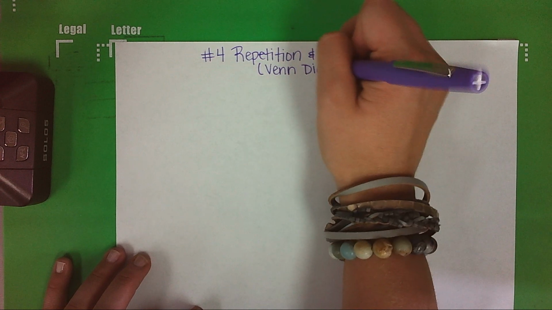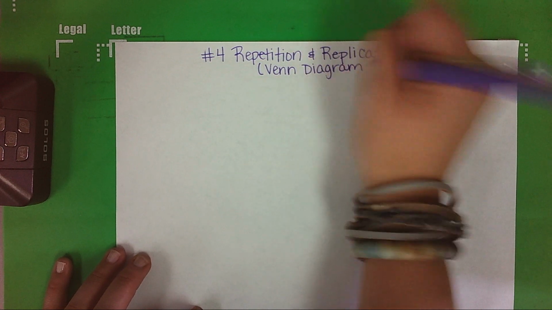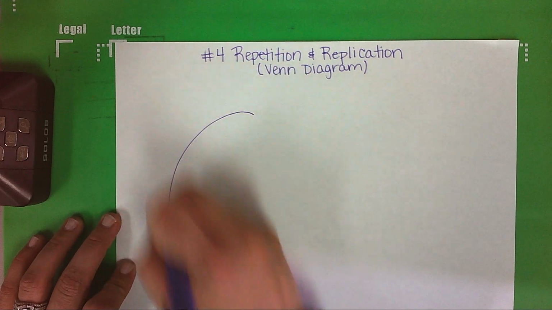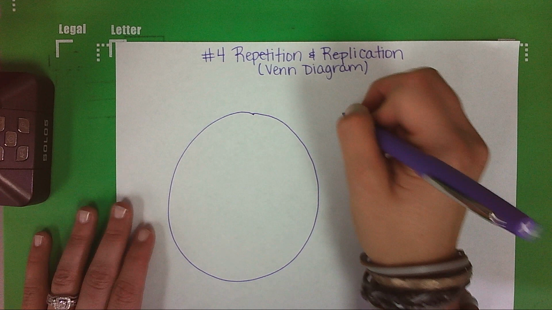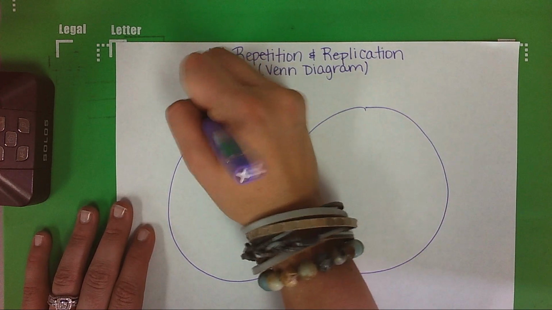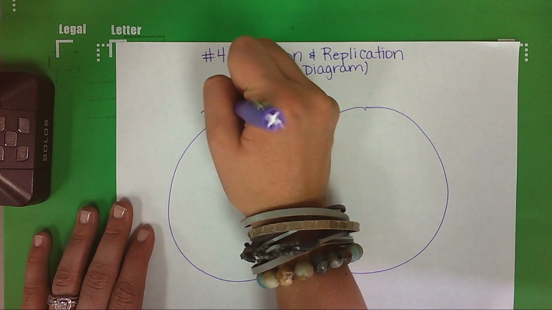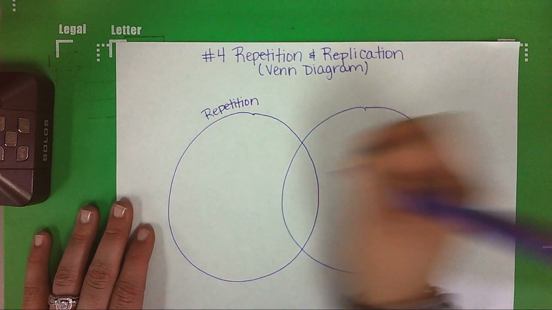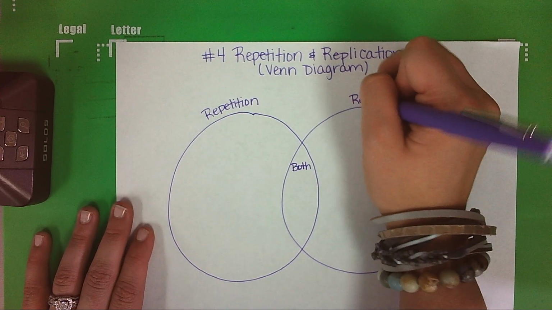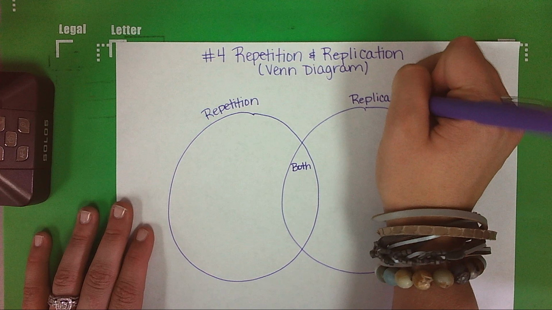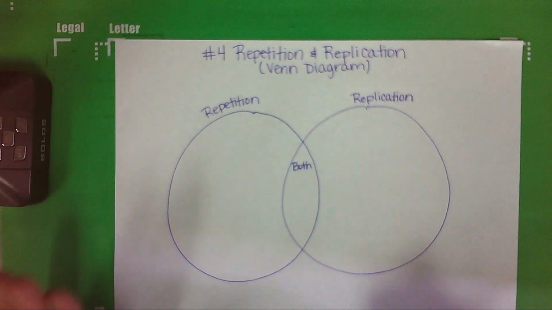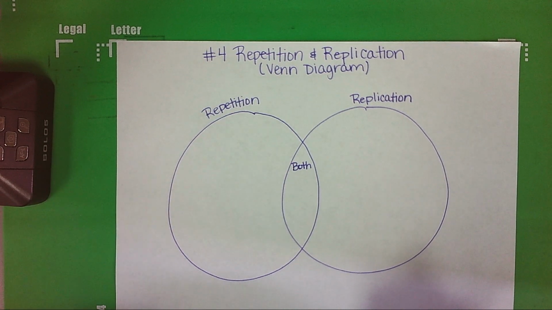So a Venn diagram is used to compare more than one thing, see what is different and what is the same. So we start by setting up our circles and then labeling them. So I'm going to put repetition over here, both, and replication. So these are both pretty basic topics in science.